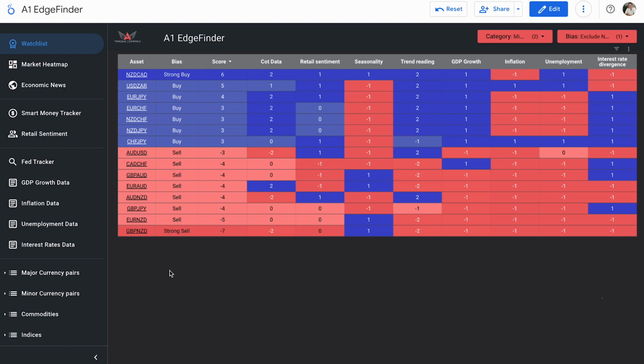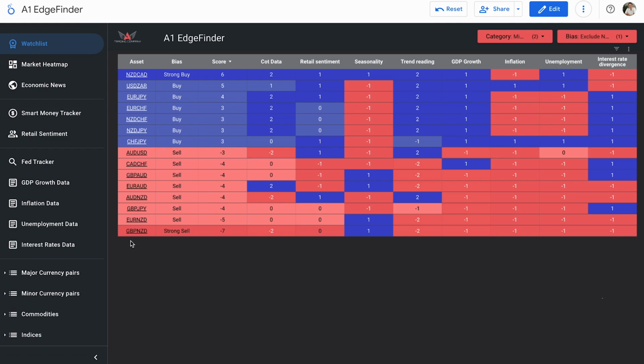Not a whole lot of US dollar pairs either. I took a look at USD ZAR in yesterday's video because I hadn't looked at a US dollar pair yet. This and AUD USD are our only two US dollar pairs that are either buys or sells. But we still have a decent amount of pairs to take a look at.